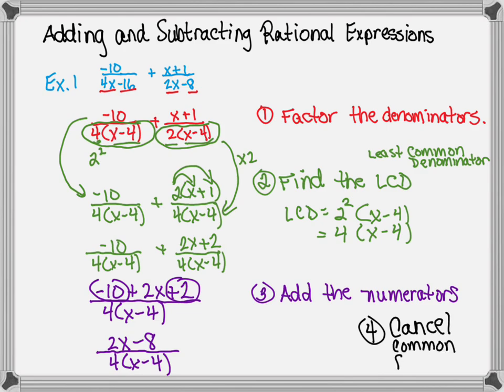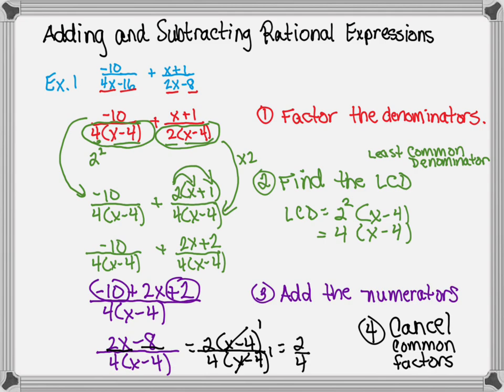And then finally, and I'm going to give myself a little room to work, we'll look at canceling common factors. So in order to do that, I may need to now factor my numerator. So looking at our terms, we have a 2x and a negative 8. We have a greatest common factor. We can factor out a 2. When we do that, we're left with x minus 4. And we still have our denominator of 4 times x minus 4. So now we can see that our x minus 4's can cancel out. We're left with 2 over 4.